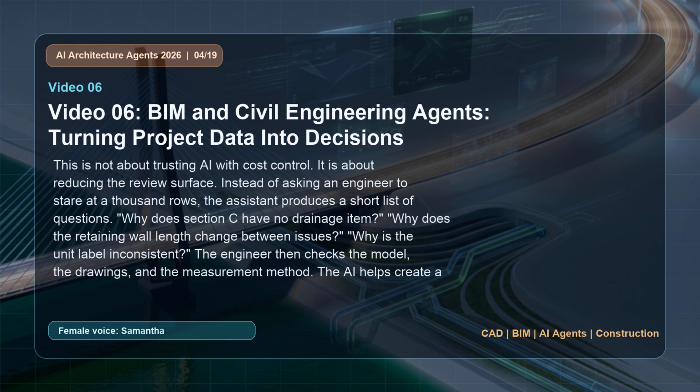This is not about trusting AI with cost control. It is about reducing the review surface. Instead of asking an engineer to stare at 1,000 rows, the assistant produces a short list of questions. Why does section C have no drainage item? Why does the retaining wall length change between issues? Why is the unit label inconsistent? The engineer then checks the model, the drawings, and the measurement method. The AI helps create a first-pass audit trail.